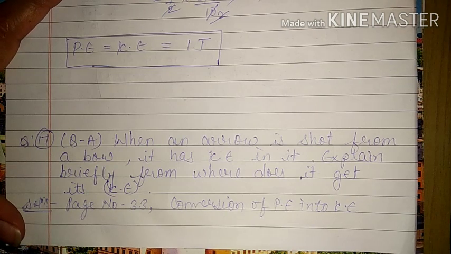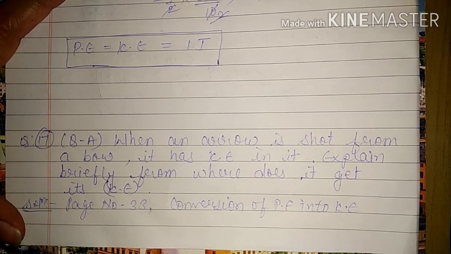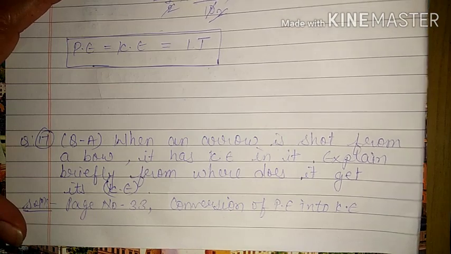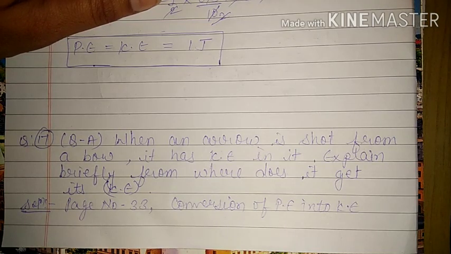Actually, when a bow is stretched, some amount of work is done in stretching its string, and that amount of work done is stored in the form of elastic potential energy. And whenever an arrow is shot from it, that same elastic potential energy stored by the string of the bow is converted into kinetic energy, and with the help of that gained kinetic energy, the arrow is able to move.